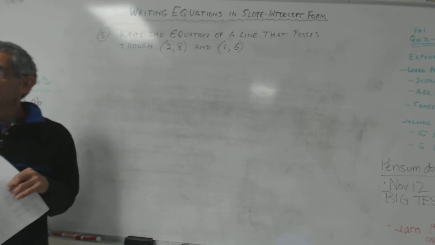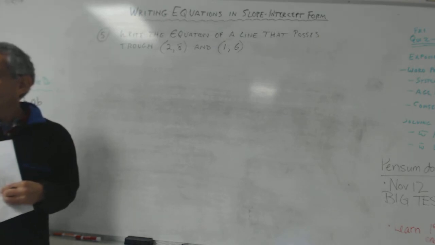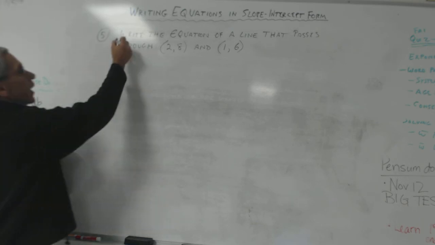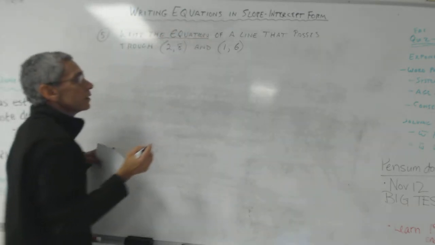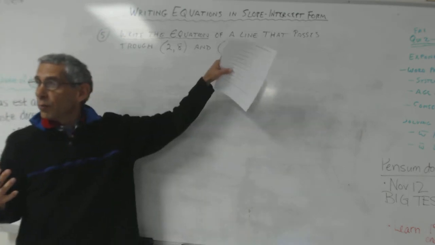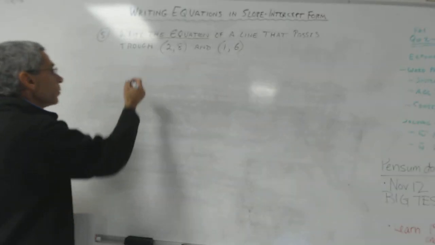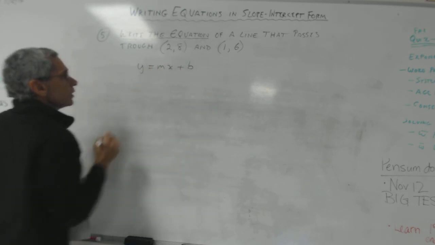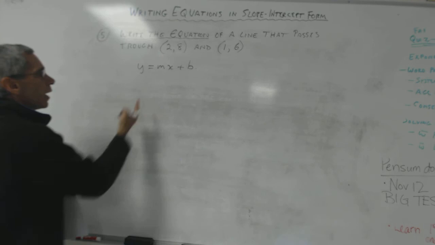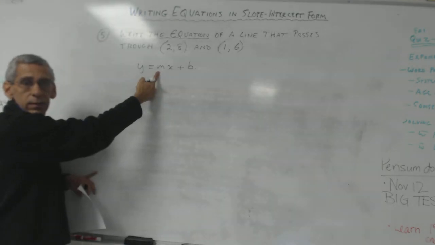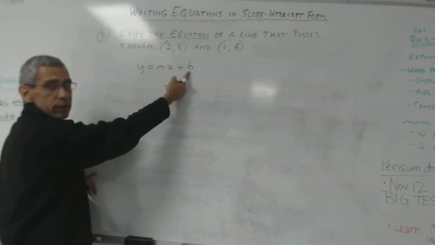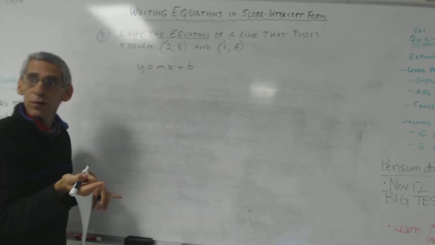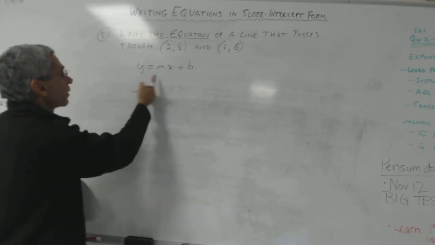So this is a multi-step problem. In order to solve this, you have to do a few different things, right? I'm asking you to write the equation of the line. I would always use slope-intercept form, so I know I'm going to use y equals mx plus b. Well, I don't know my m yet. I've got to find my m and I've got to find my b. I don't know either one of them, so I have to find my m before I can even begin to find my b.